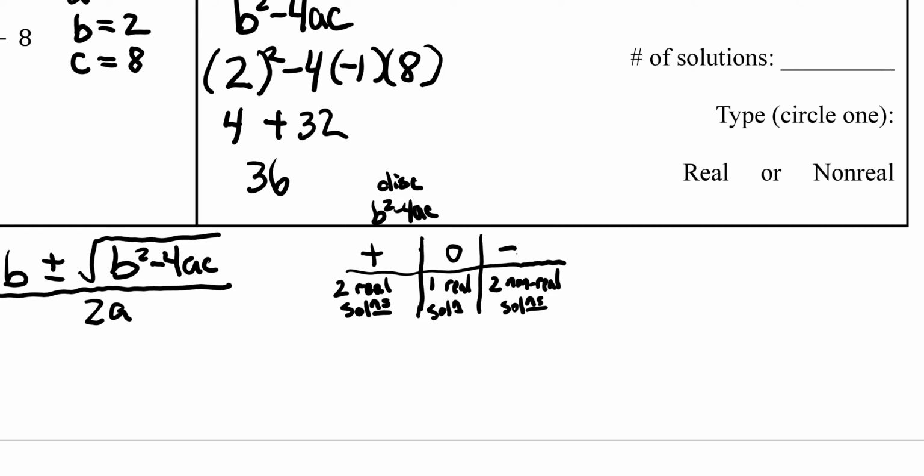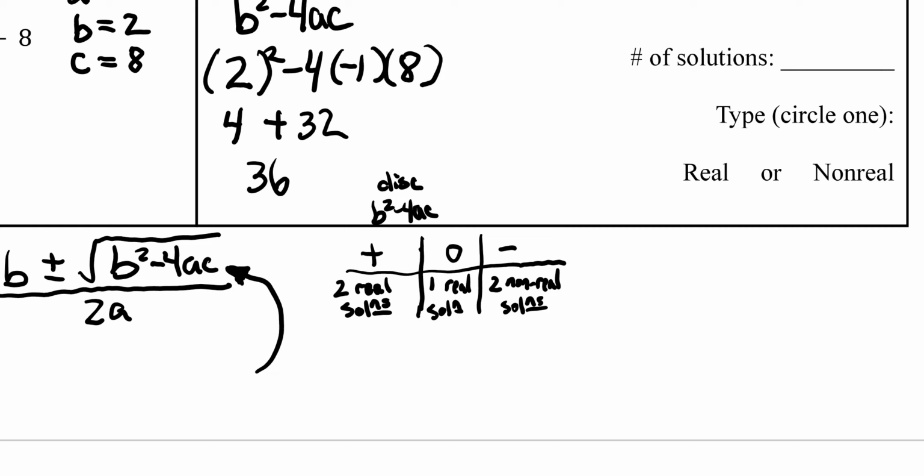Let's think about that negative for just a second. If the value of your discriminant is negative, that's the part that goes under the radical. If you have a negative under the radical, like let's say the square root of -4, that's always going to come out with the imaginary unit i. And so that is the non-real part.